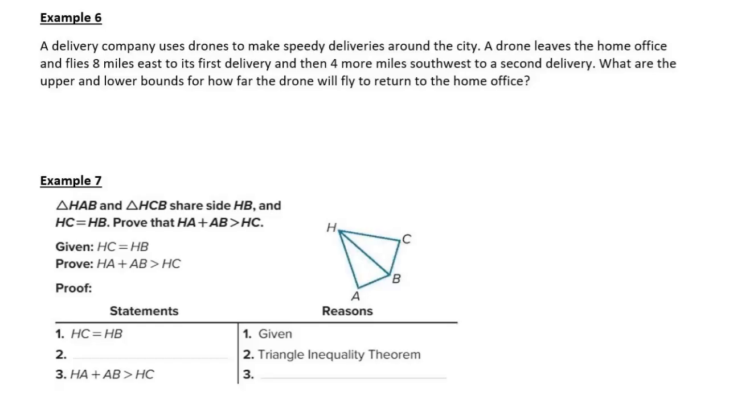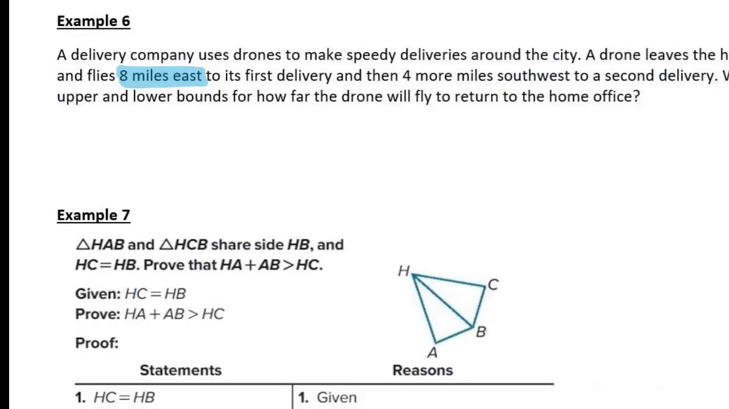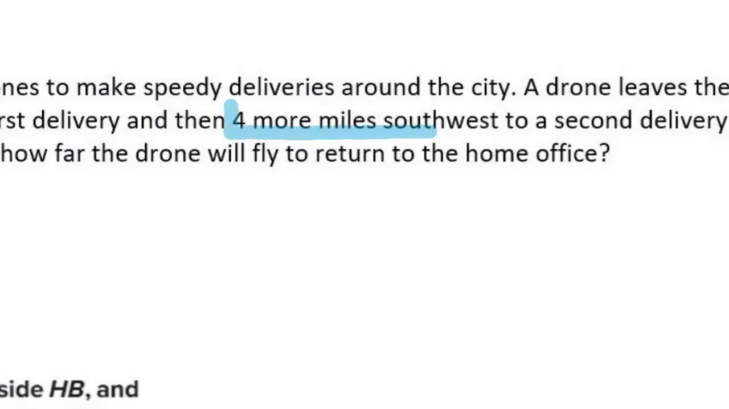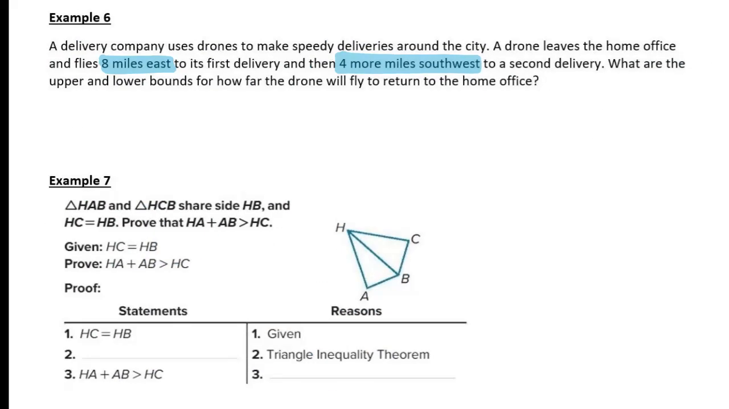Example number 6. A delivery company uses drones to make speedy deliveries around the city. A drone leaves the home office and flies 8 miles east to its first delivery, and then 4 more miles southwest to the second delivery. What are the upper and lower bounds for how far the drone will fly to return to the home office?